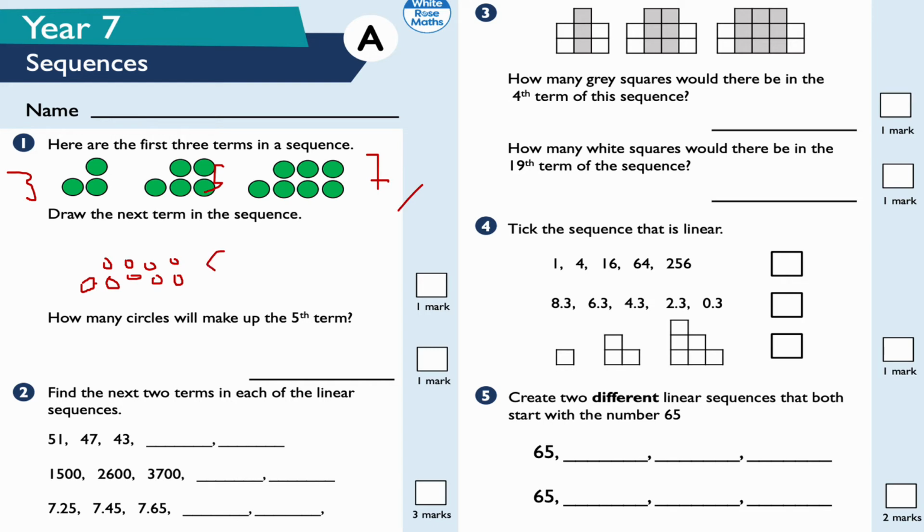So that'll be 9. How many circles will make up the 5th term? Well, if I add 2 to 9, I get 11. So it's going to be 11 circles.